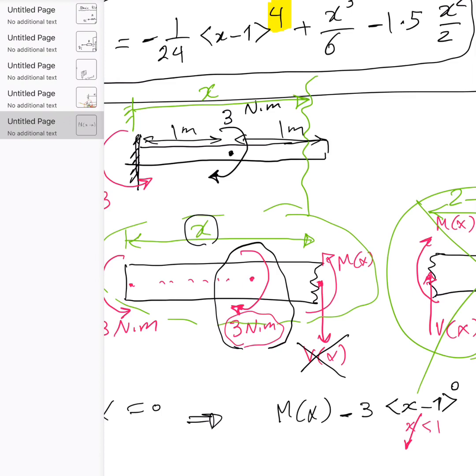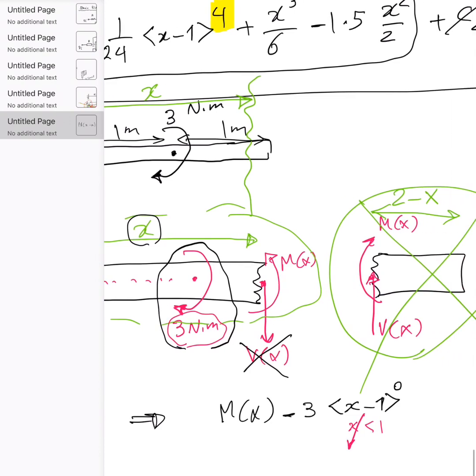when your x is smaller than 1. And what about if x is greater than 1? Look at this term. When x is greater than 1, let's use a different color.